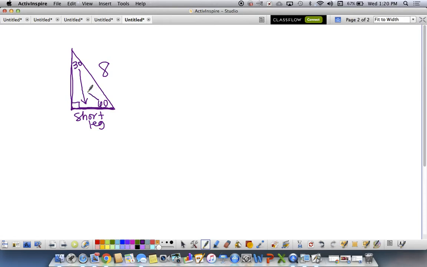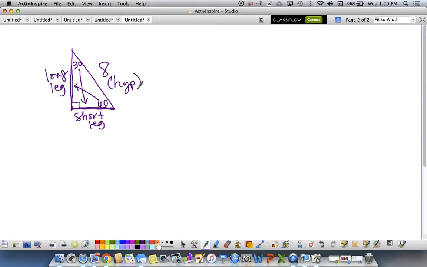Now, what about this? It's opposite 60. What leg will it be? It will be the long leg. It's not the longest side. This is the longer leg. There's a short leg and a long leg, and the 8 will be the hypotenuse. Okay, so being able to see that, we've got a short leg and a long leg and a hypotenuse.